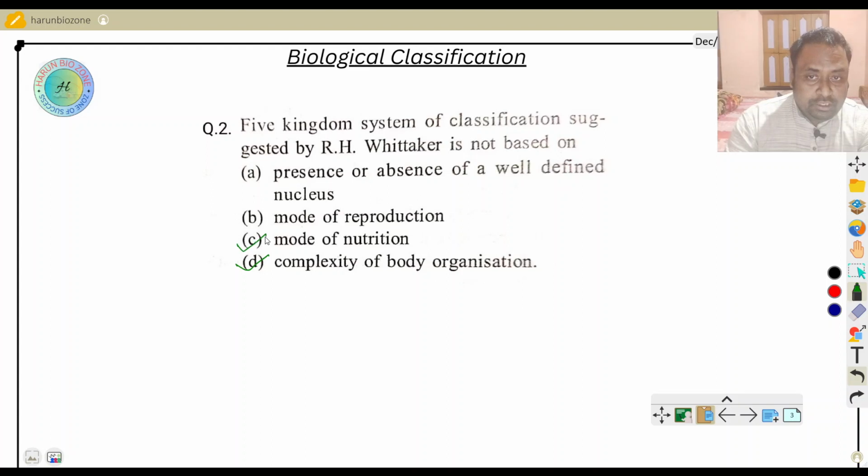Mode of nutrition is also a right answer. Mode of nutrition: autotrophs or heterotrophs or decomposer or parasitic, etc. Mode of reproduction, this is not. And presence or absence of well defined nucleus. Okay, so here three options are correct. These three options represent the R.H. Whittaker classification, but mode of reproduction is not a condition of R.H. Whittaker classification.